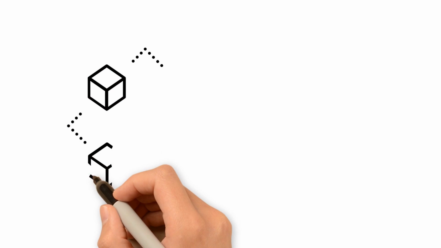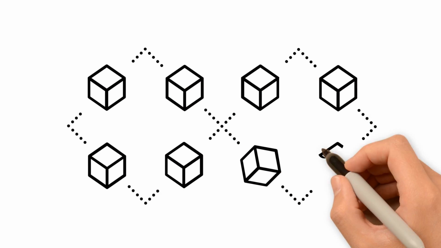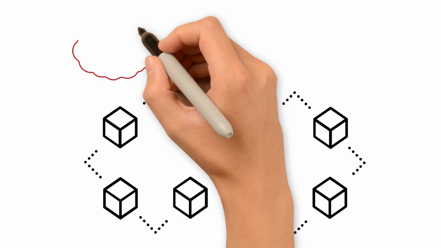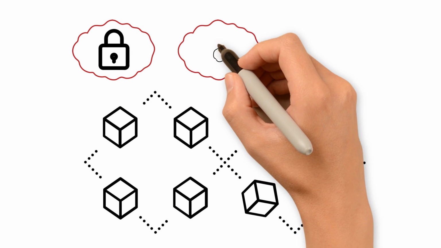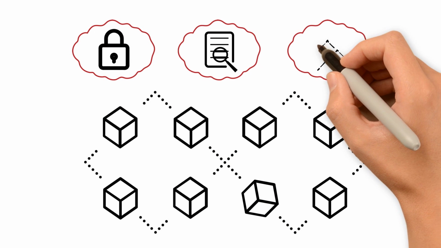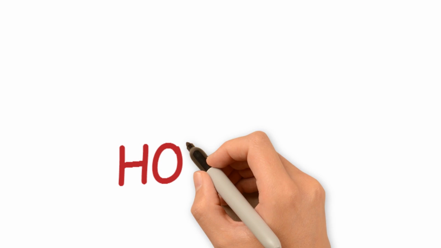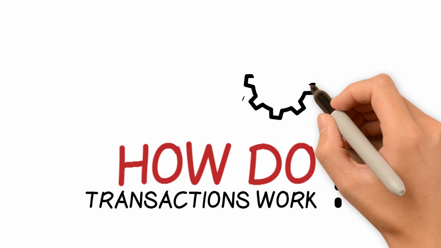We all know that blockchain solutions provide immutability, security in records and data, transparency, and a decentralized network of nodes. But how do transactions work in the blockchain for business, Hyperledger?